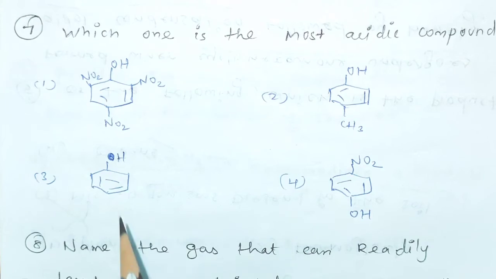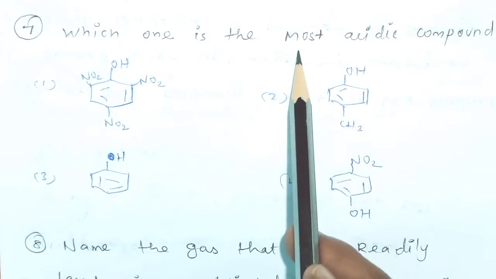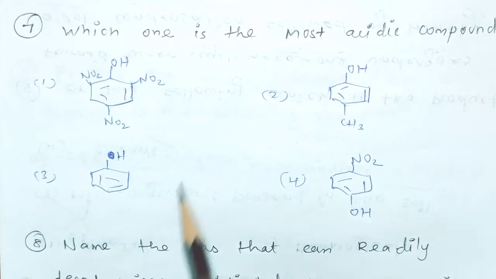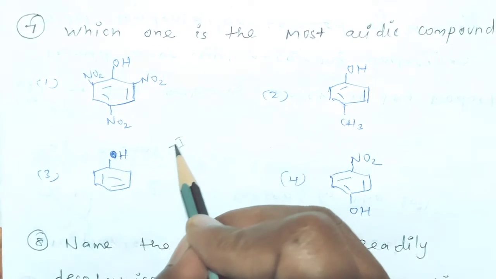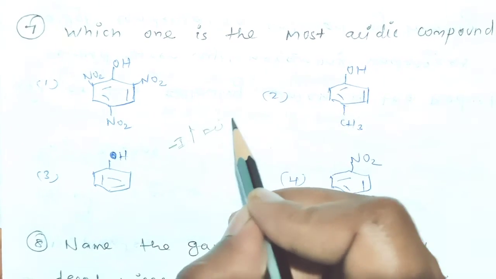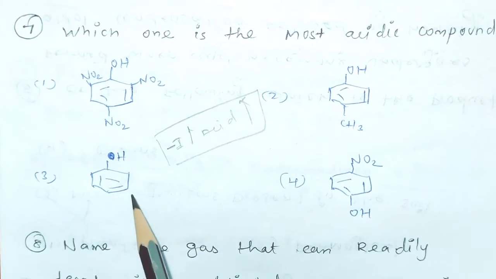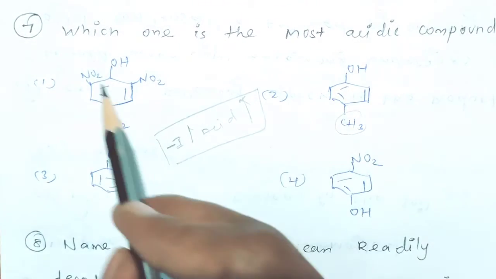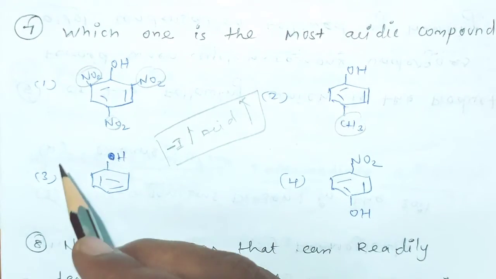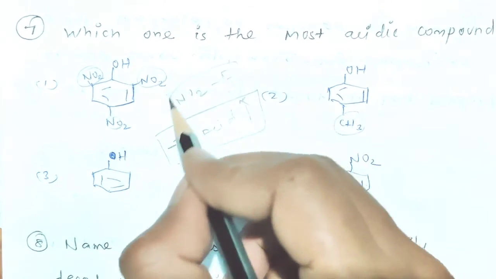Next, the seventh question: which one is the most acidic compound? Here four options are given. So generally, as the minus I group increases, acidic character also increases. That is very important. Here methyl is given, and here the phenols contain 3 NO2 groups. So the NO2 group is what? A strong minus I group.